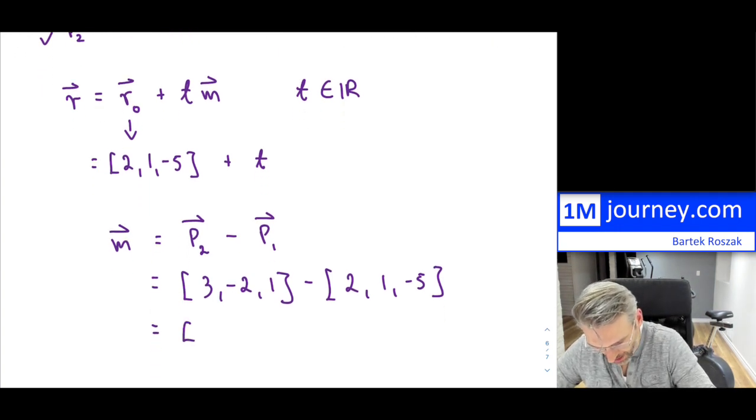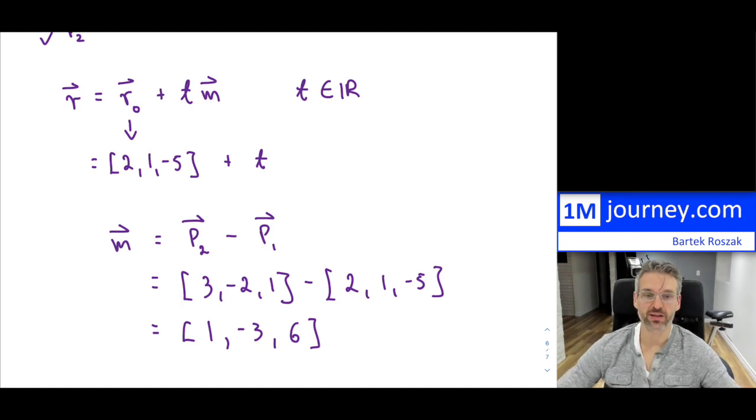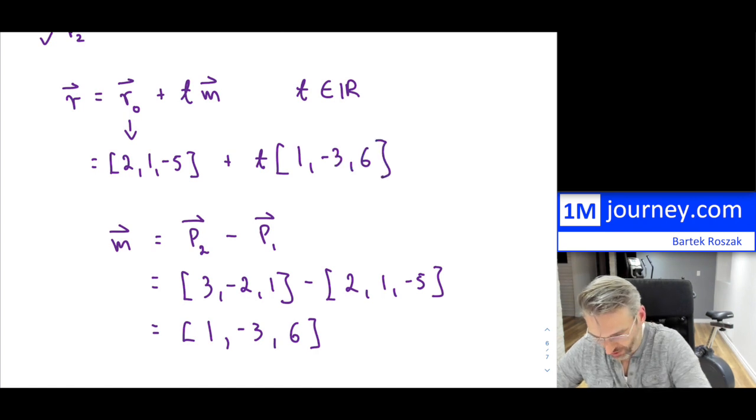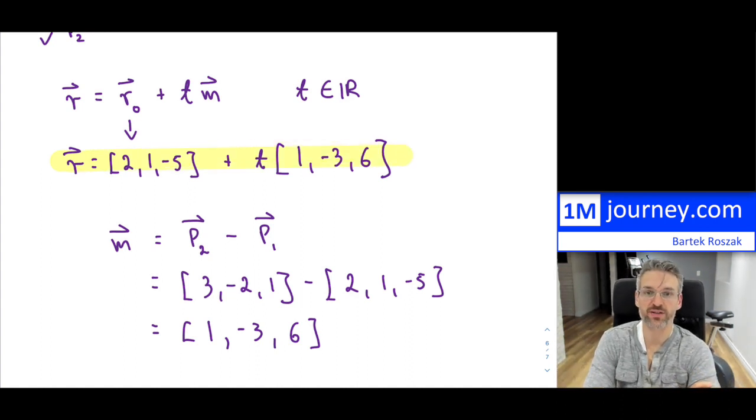So this is going to be 3 minus 2, which is 1, -2 minus 1, which is -3, and then 1 minus -5, which is going to be 6 in this case, because the negative and the negative give us a positive. If I bring this back in here, this is the vector equation of my line right there. So that is it. Now, this is very difficult to try to visualize in 3 dimensions.